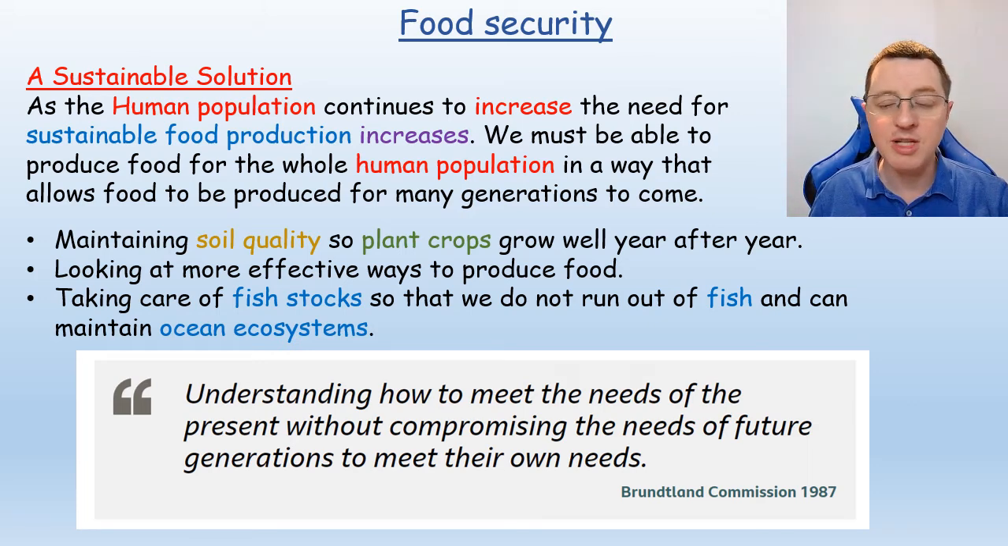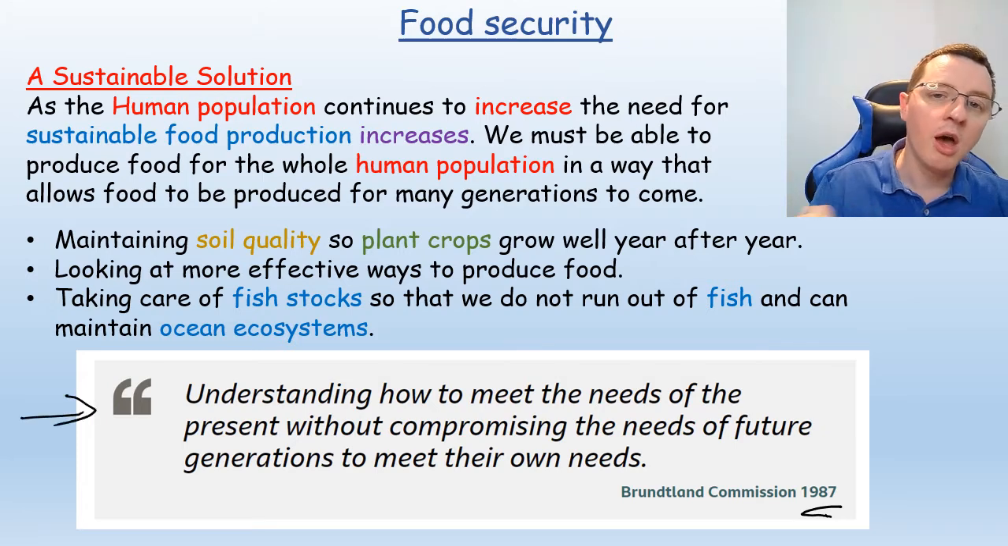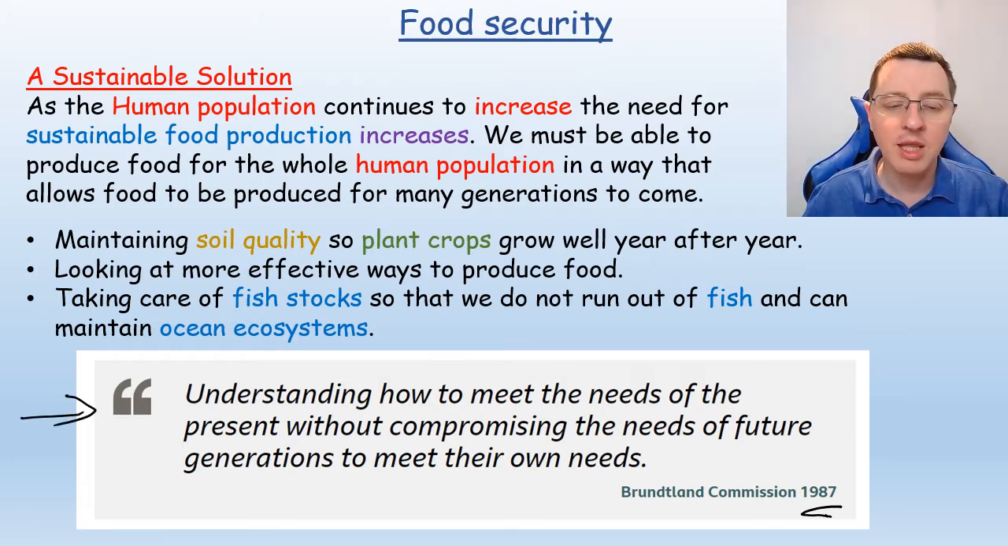The Brundtland Commission in 1987 gave this definition of sustainability. We need to be able to understand how to meet the needs of the present without compromising the needs of the future generations to meet their own needs. It's a complex issue, but if we do not begin to address it now, then a lack of food security will only increase in many areas of the world, affecting many millions of people.